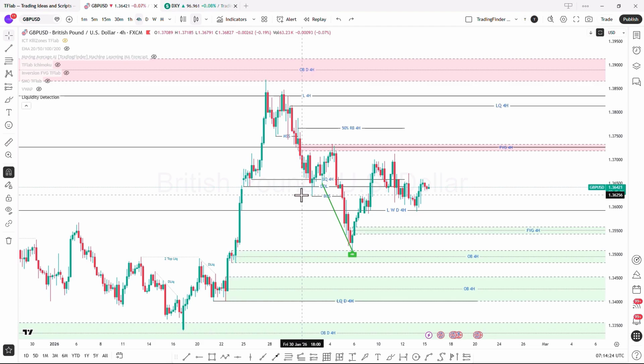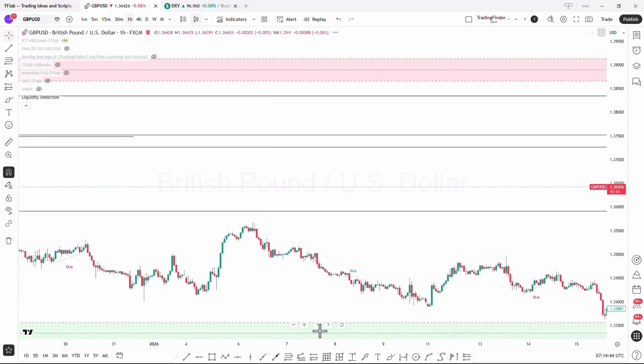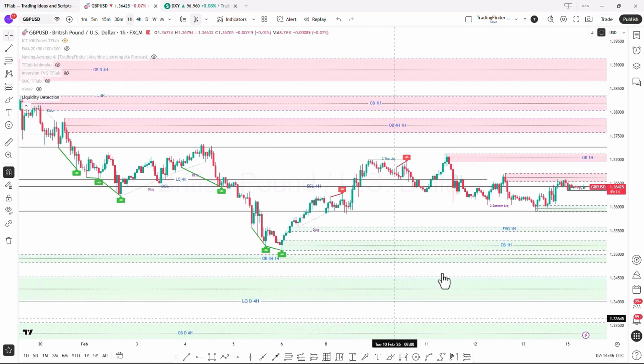Also, this week we have GBP CPI data coming up, and on Friday we have the PMI data, which we need to review as well. And after the data is released, we can analyze the overall trend of the GBP by reviewing the 1-hour time frame of the GBP/USD chart.